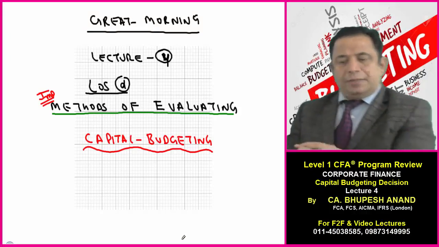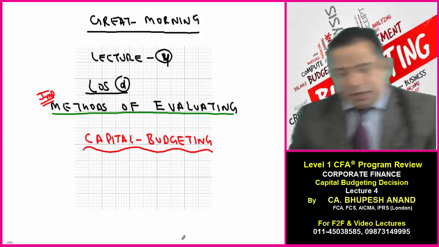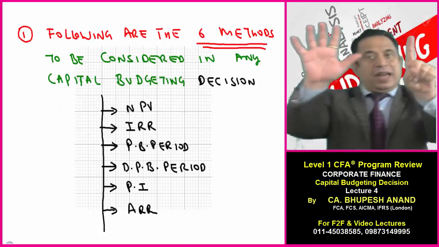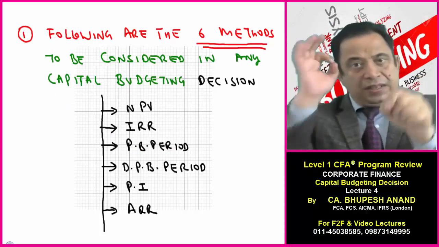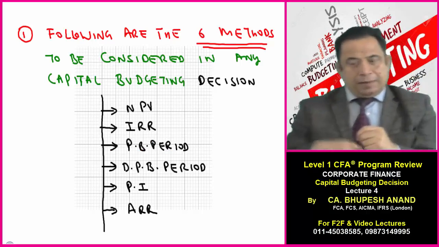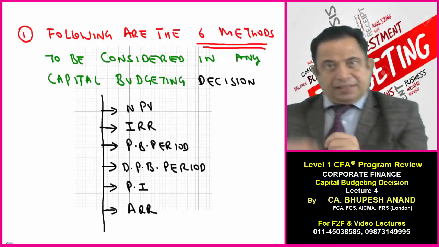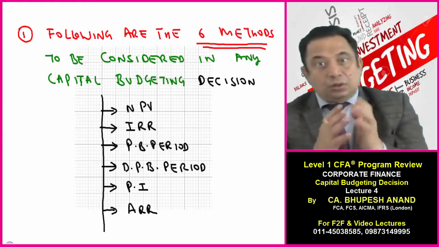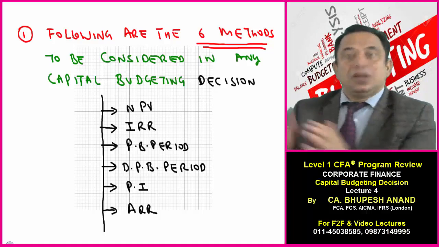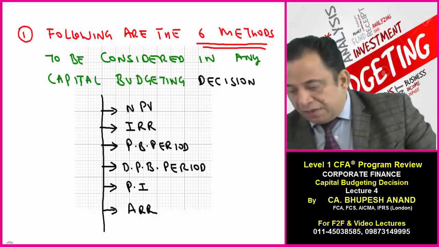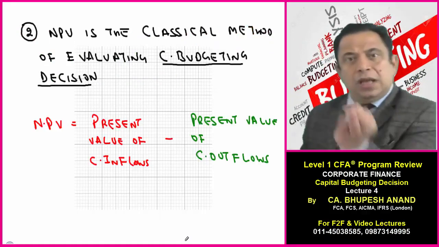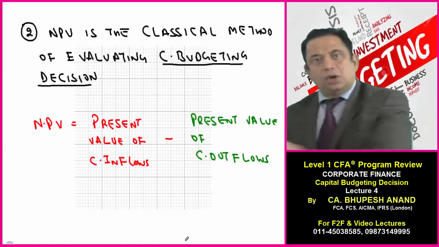taken. So great morning, lecture number 4, learning outcome D, methods of evaluating capital budgeting. There are 6 methods which we have seen in the last lecture: NPV, IRR, payback period, discounted payback period, profitability index, average rate of return. These are the 6 methods which we will be dealing with. So I am on NPV. We have seen that NPV is the present value of cash inflows minus present value of cash outflows.